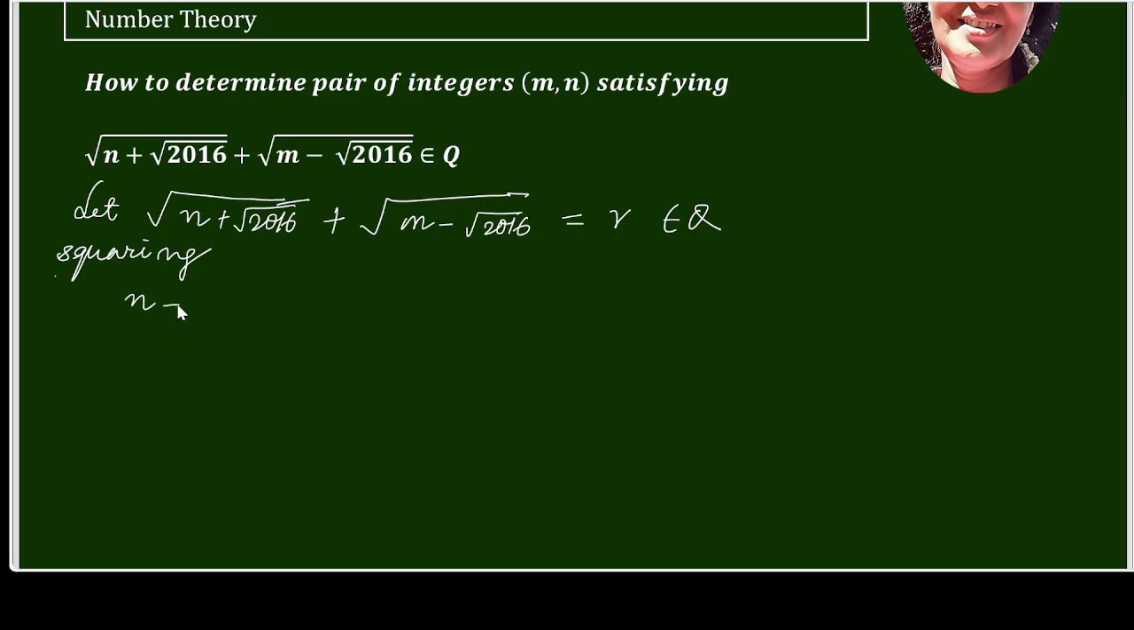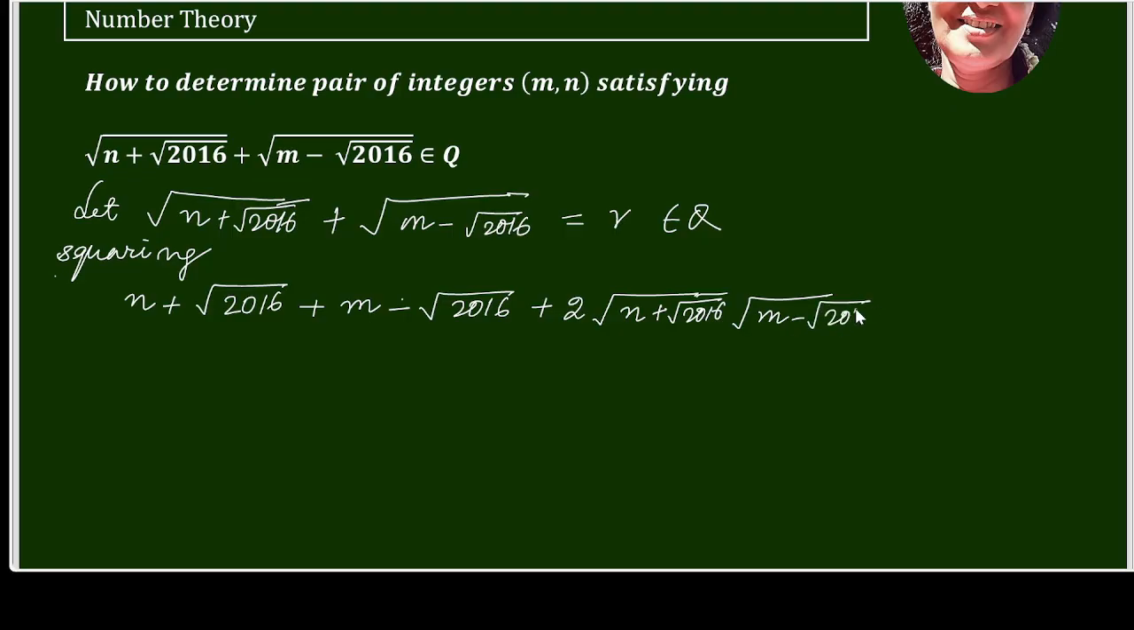we will get n plus square root 2016 plus m minus square root 2016 plus 2 times the square root of (n plus square root of 2016) times (m minus square root of 2016) equals r square. Now these two will be cancelled.